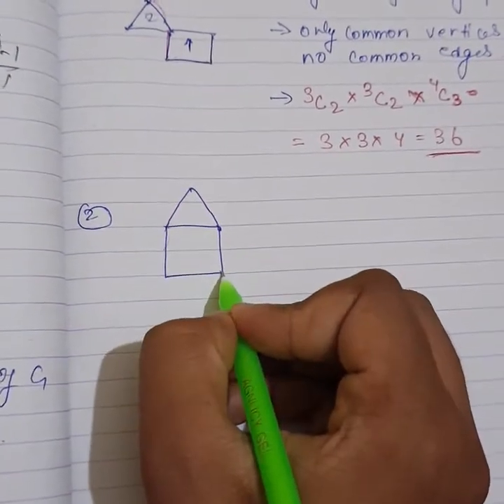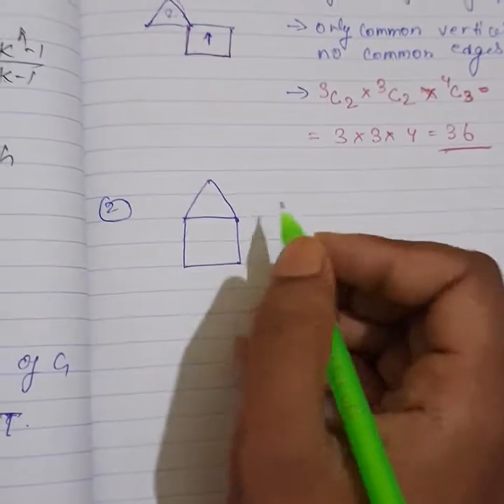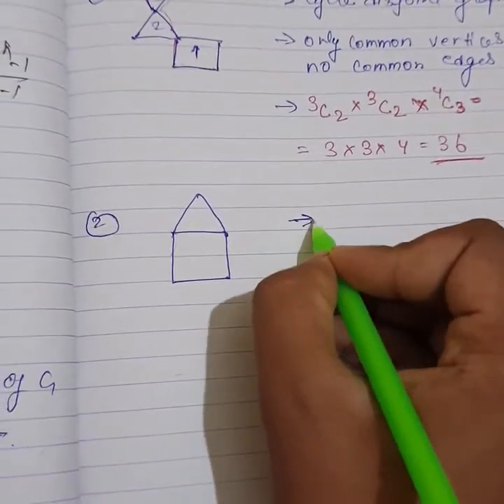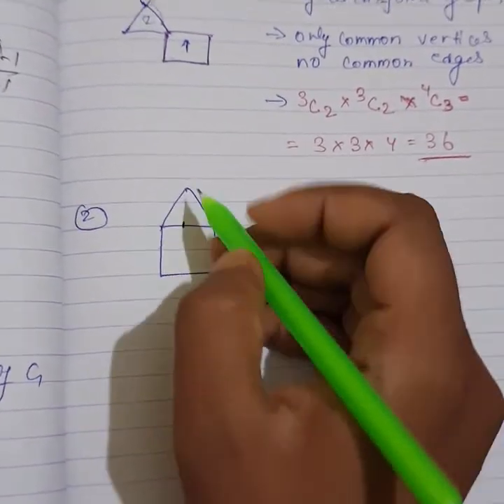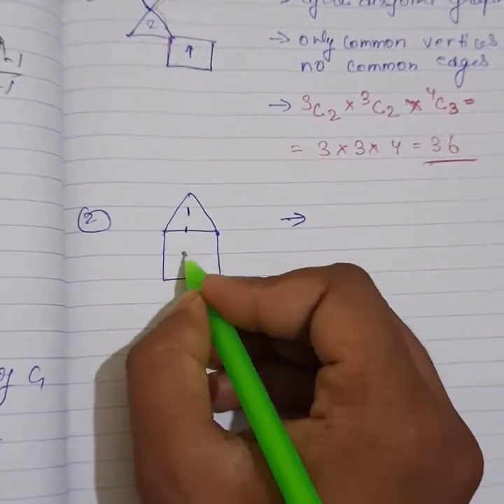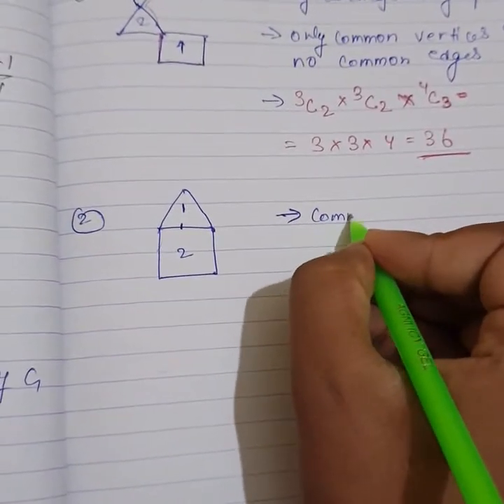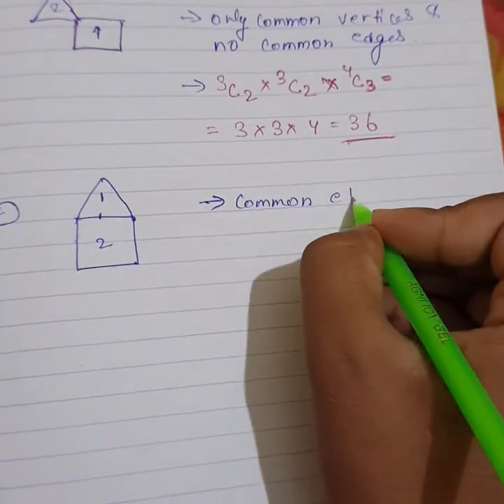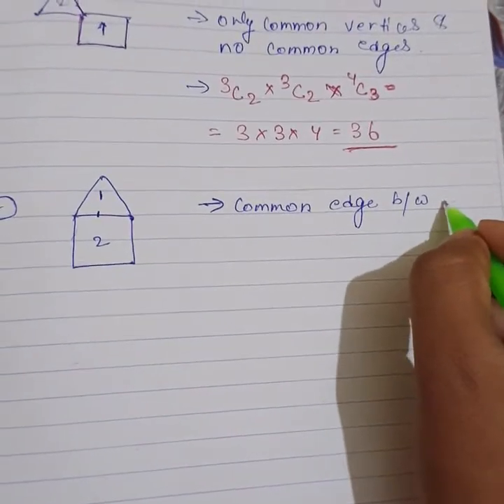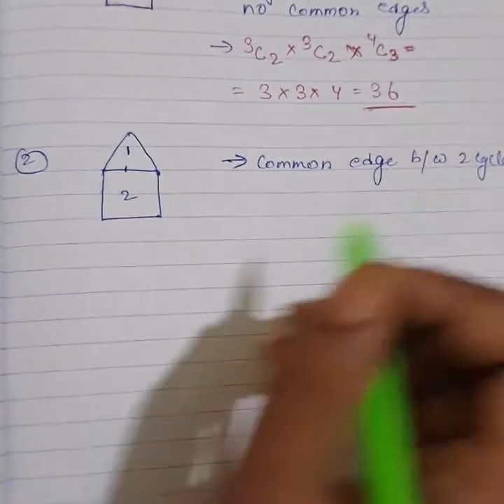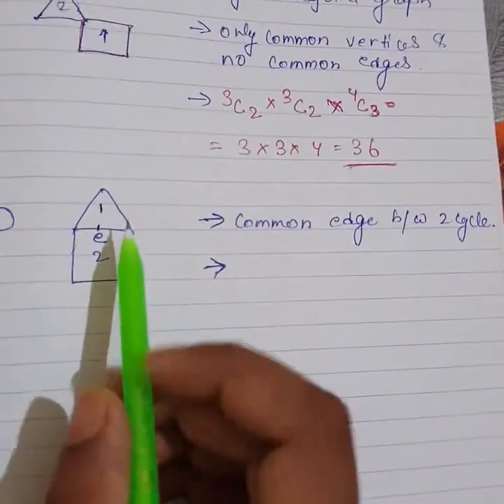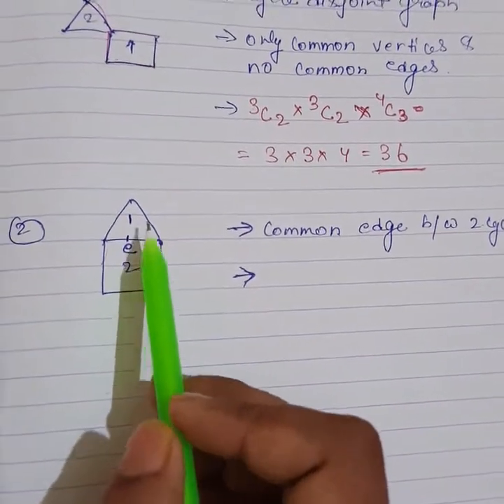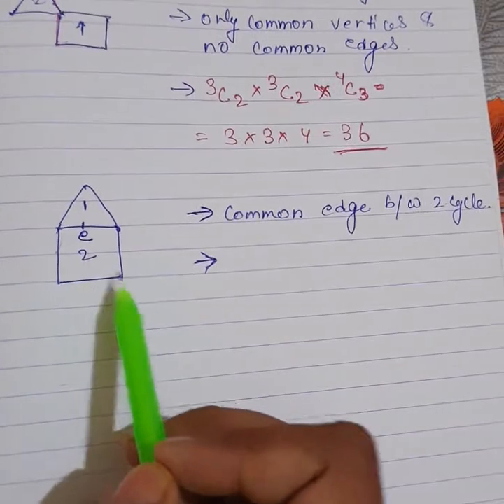So this is also a graph because it has a cycle. But in this graph there is a common edge. There is a common edge between the two cycles. This is our first cycle, this is our second cycle. So let's suppose E is the common edge between the two cycles, cycle 1 and cycle 2.